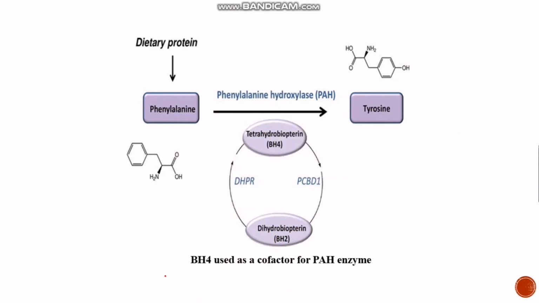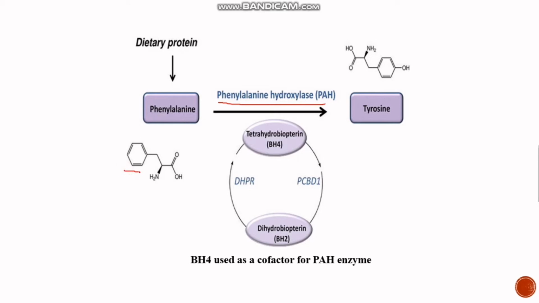First of all, we will study the normal pathway, like how phenylalanine is degraded in our body. As I have told you, it is an essential amino acid, so it must be taken from a diet. So the first step in the degradation of phenylalanine is that we take phenylalanine from a diet. Phenylalanine is converted into tyrosine with the help of the enzyme phenylalanine hydroxylase, also written as PAH.